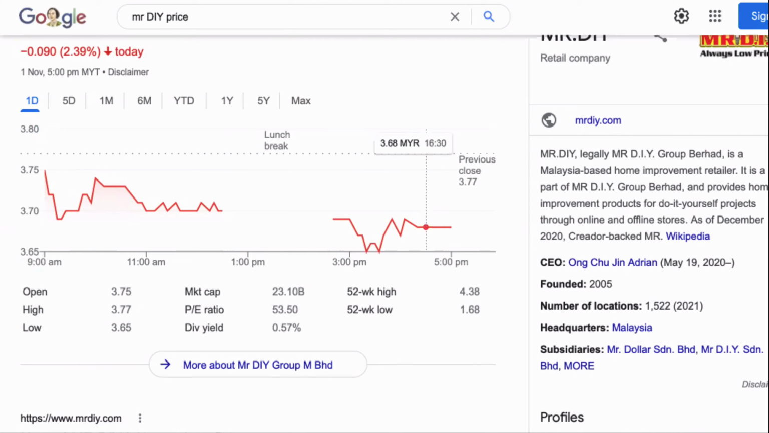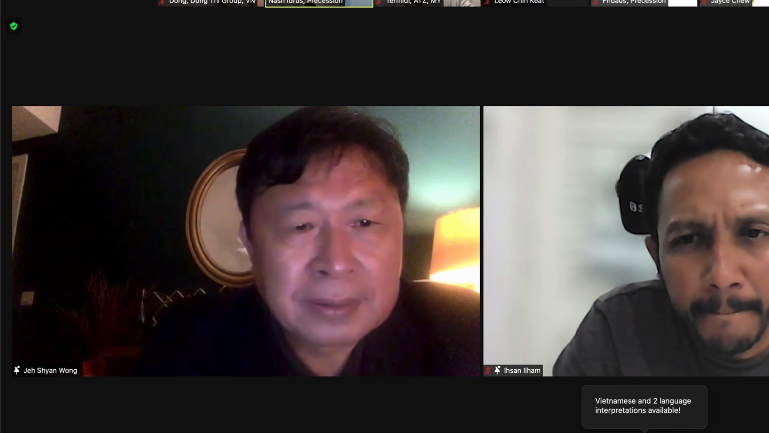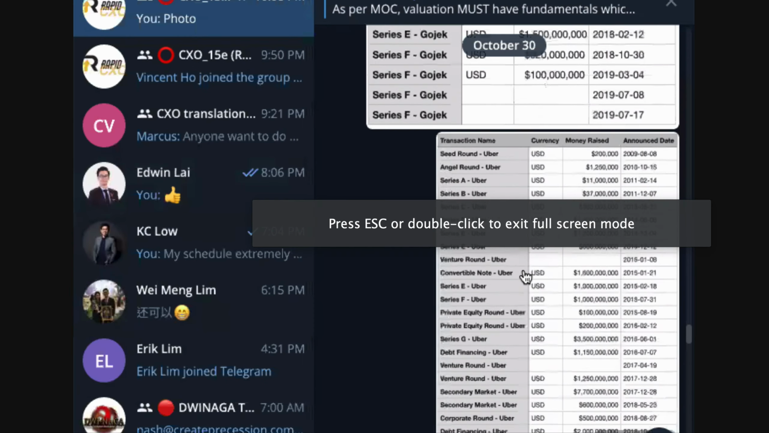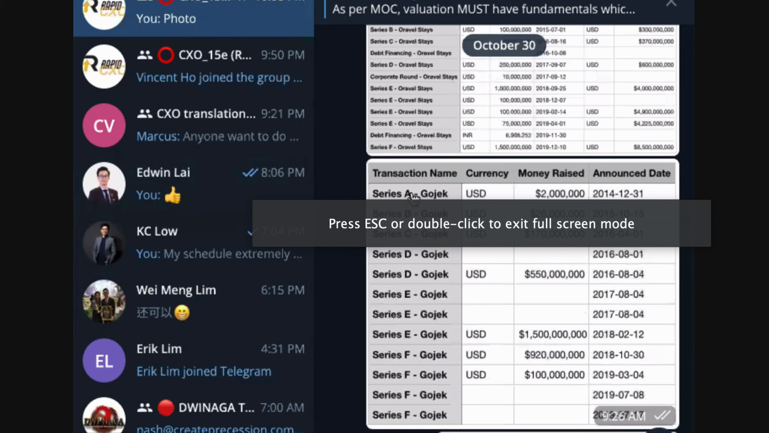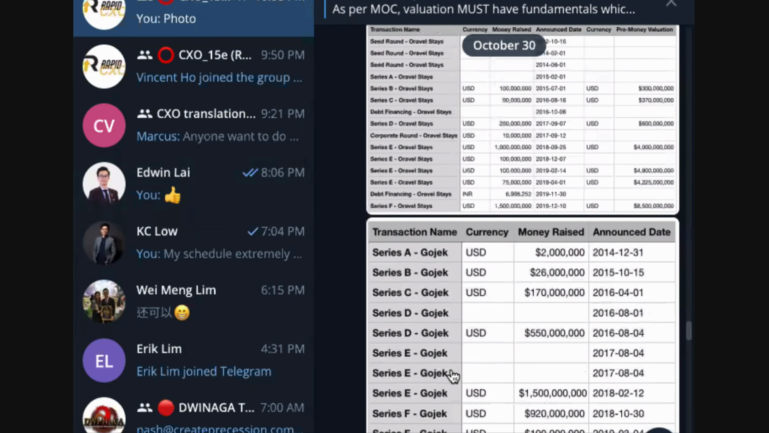It depends on our design. In the Telegram group, I shared all the rounds in fundraising. Let me unshare and share again. You see all these rounds? Gojek: 1 round, 2 round, 3 round, 4 round, 5 round, 6 round, 7 round, 8 round, 9 round, 10 round. You distribute by the number of rounds that you're doing.